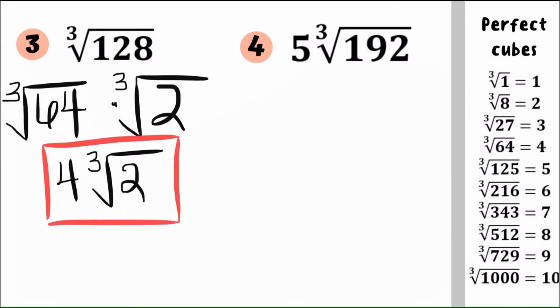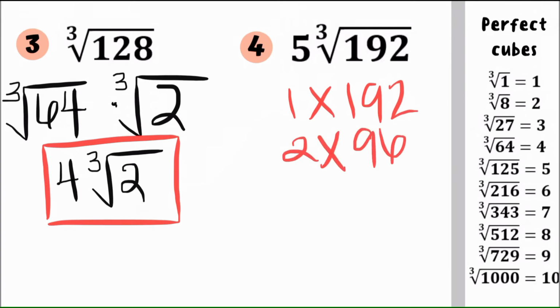Let's take a look at number 4, 5 cube root of 192. So this time I am looking for the factors of 192, and I'm looking to see if any of these are perfect cubes. So what are my factors of 192? Let's see. 1 and, of course, 1 is always a factor. 1 and 192. 2 and 96. 3 and 64, so I see 64, that one's a perfect cube, but I just want to double check to see if there's anything larger.